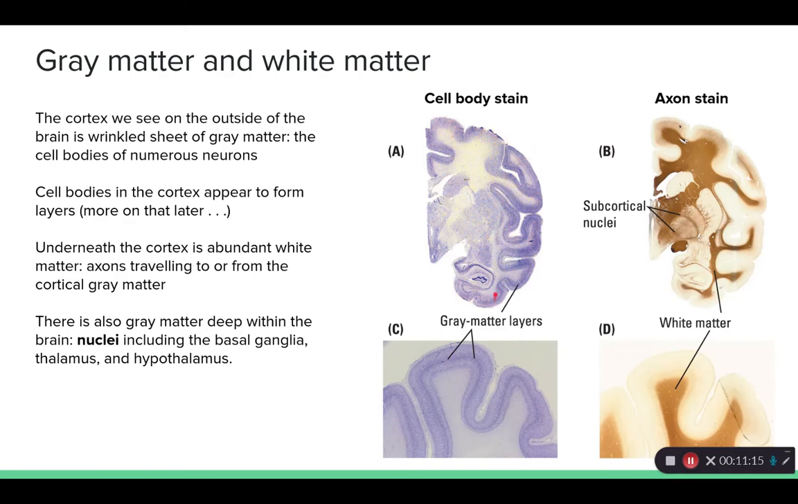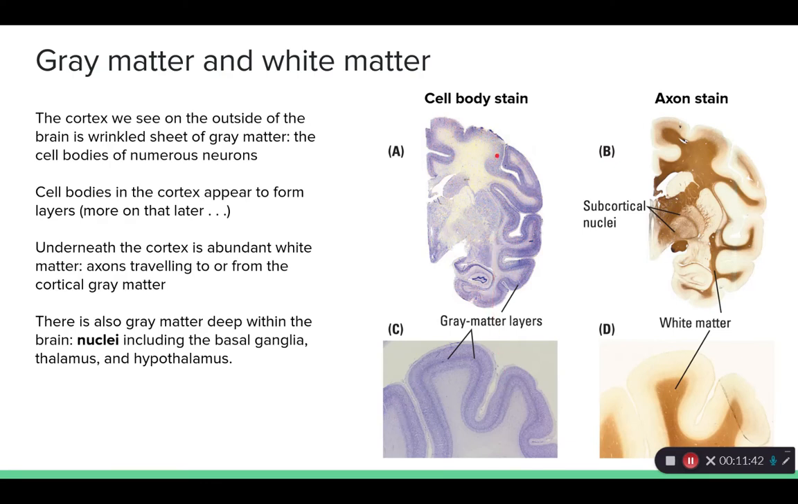And in fact, if you zoom in on one of these gyri here, you'll see that the cortex, when we stain it with this cell body stain, we can actually see layers here in the cortex. And that's going to be something very important. We're going to talk about that in the next video. These sorts of stains can help us understand the structure of the cortex by revealing its layers.